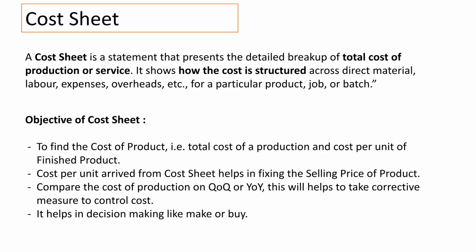The objective of preparing a cost sheet is to know the cost of production and cost per unit of product produced. Cost per unit of production will help to fix the selling price of the product. We can compare the cost of production quarter on quarter or year on year. This will help to take corrective measures to control cost. A cost sheet also helps in decision making, that is, whether a manufacturer should make a product in-house or buy from outside.